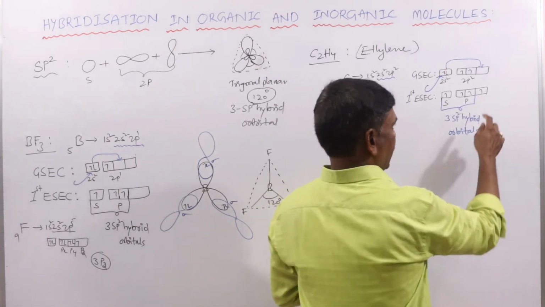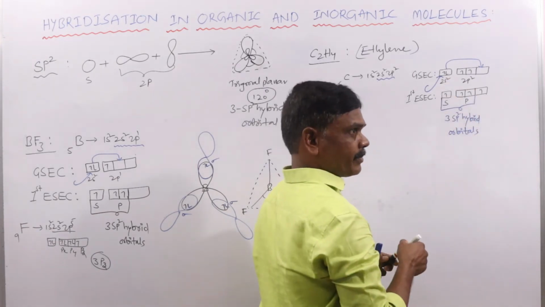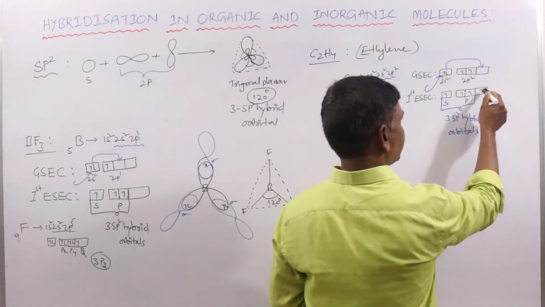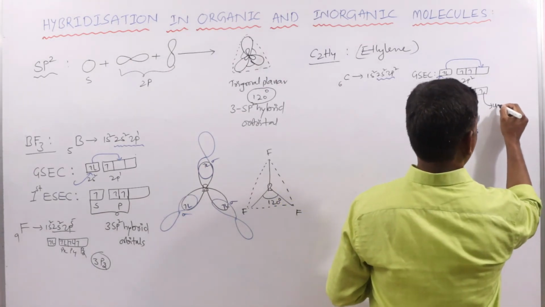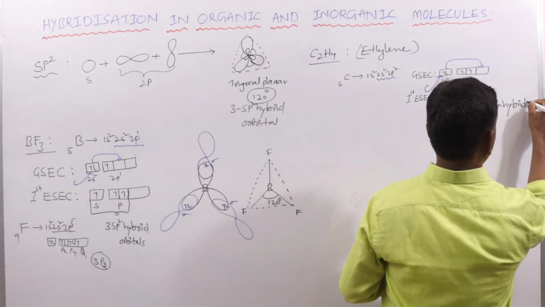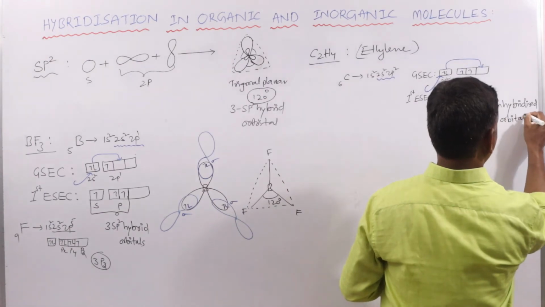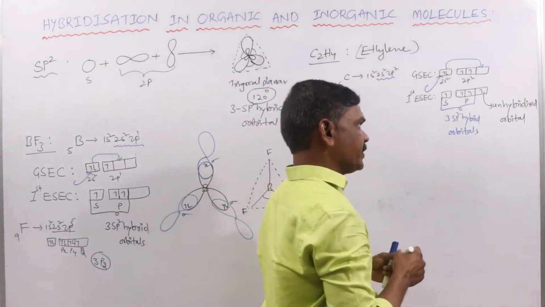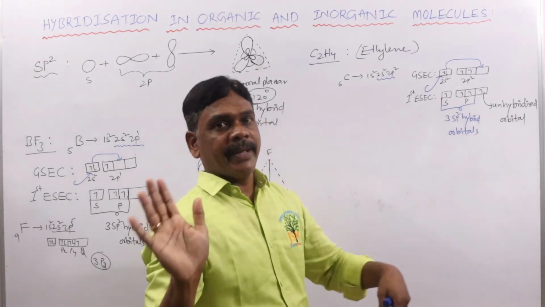Now another orbital is there which is not involved in hybridization, but it has one unpaired electron. This is known as the unhybridized orbital, which is also known as an atomic orbital.